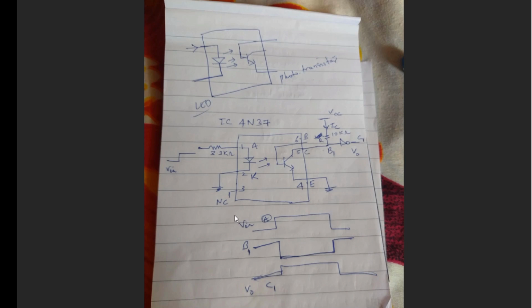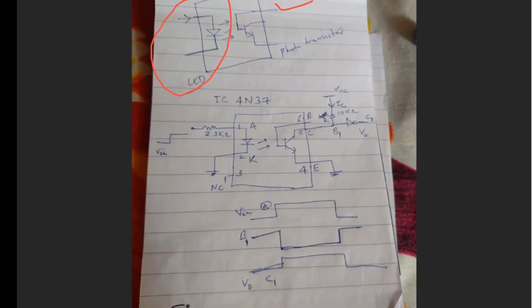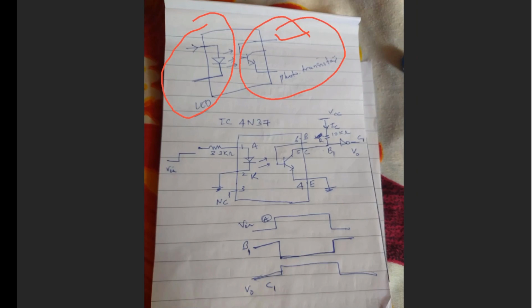So the first one is the optocoupler. One part, which I have circled in red, is your LED, and on the right-hand side you have the photo transistor. This LED and photo transistor are the two basic elements used in an optocoupler, and you can see that there is a gap between them. The connectivity between the LED and the photo transistor is through the air, based on light.